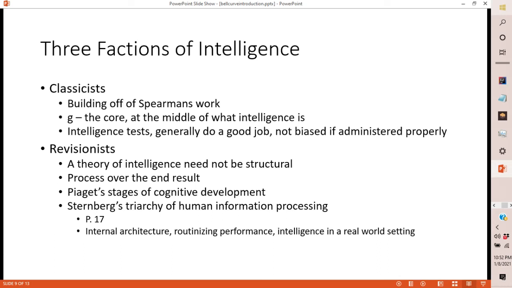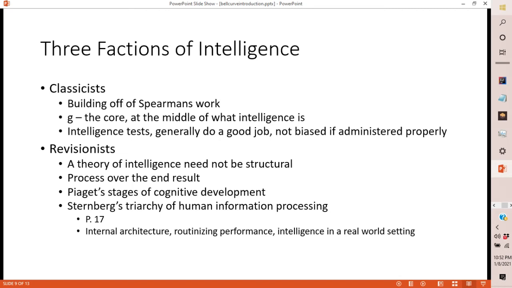And they also say that intelligence tests generally do a good job. They're not biased if administered properly. And again, you can infer some things about a demographic from that demographic's intelligence test, but not necessarily about a specific person in there.